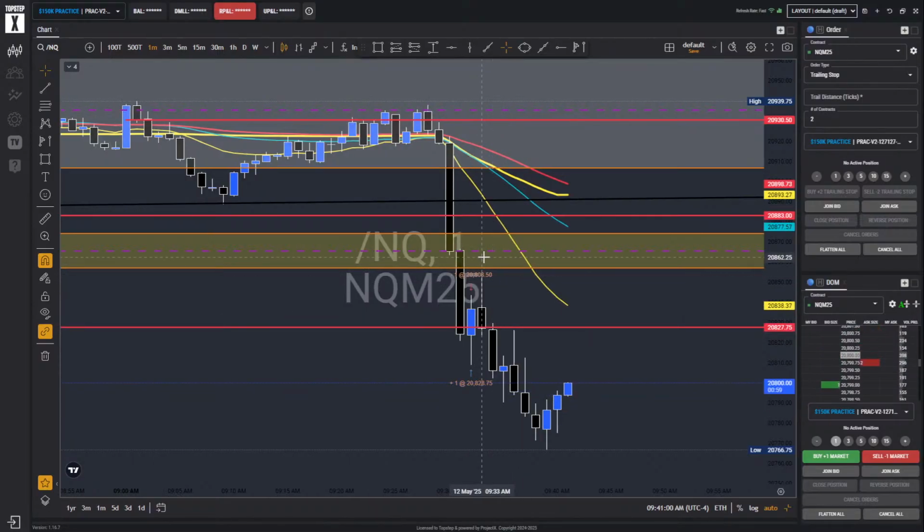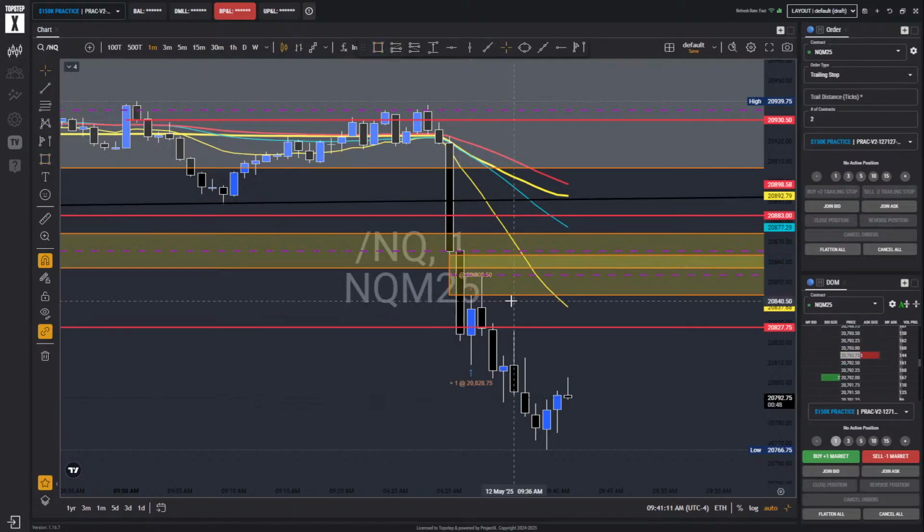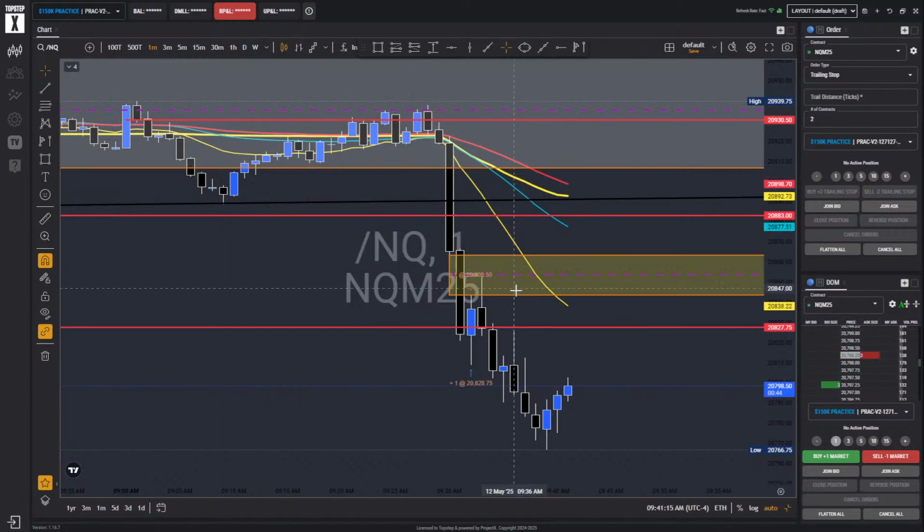Hold on. Or is it this 1 minute fair value which is kind of created right here between these two candles? That would be a little bit better representation there on the 1 minute scale.